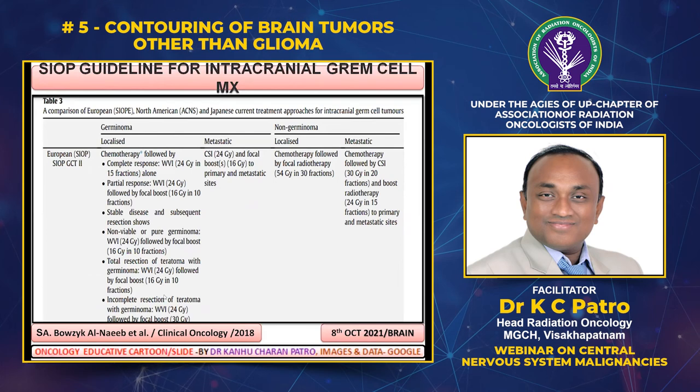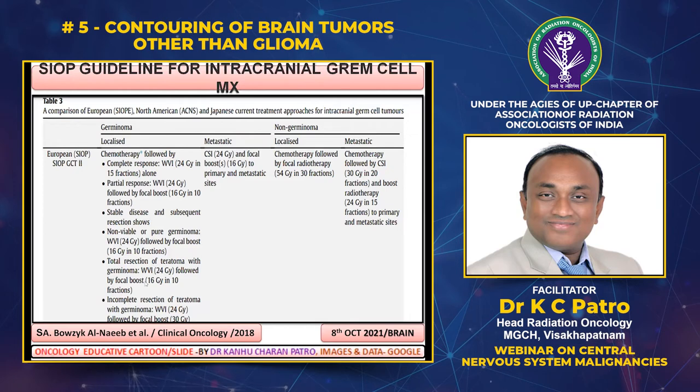If you go to the SIOP guidelines, what you have to do depends on whether it is metastatic germinoma, localized germinoma, or non-germinoma. If it is a localized germinoma, give chemotherapy; if there is a complete response, go for whole ventricular radiotherapy 24 gray in 15 fractions alone. If there is a partial response, give whole ventricular radiotherapy 24 gray, followed by a focal boost of 16 gray in 10 fractions. So this is the localized disease. If metastatic disease, go for full CSI and 16 gray to the primary and metastatic sites. In localized non-germinoma, chemotherapy followed by focal radiotherapy. In metastatic non-germinoma, CSI 30 gray in 20 fractions, followed by a boost of 24 gray in 15 fractions to the primary and metastatic sites.